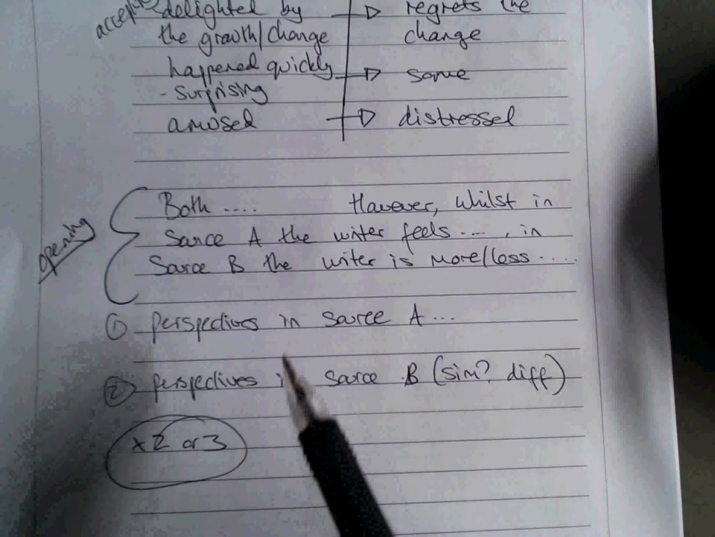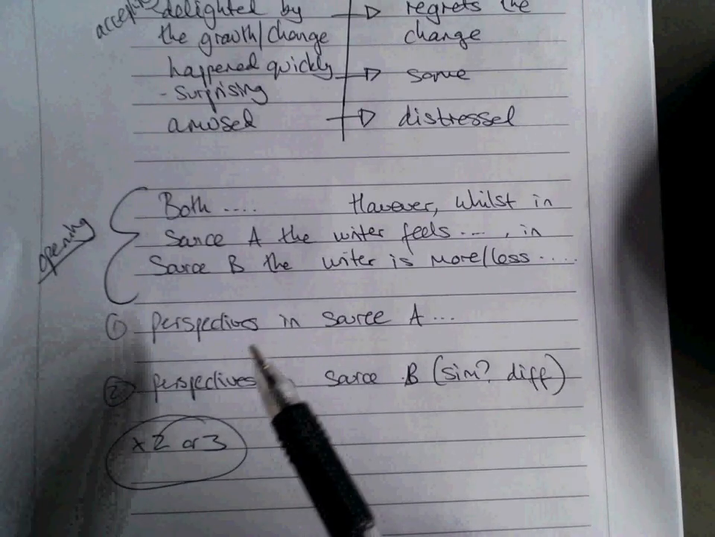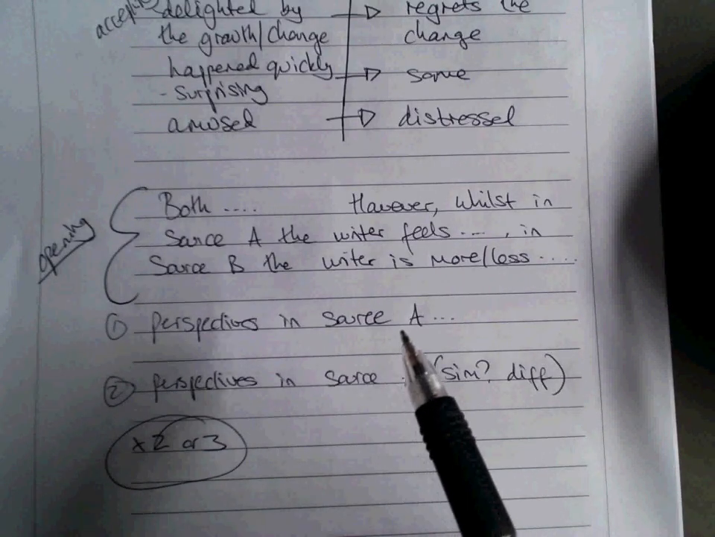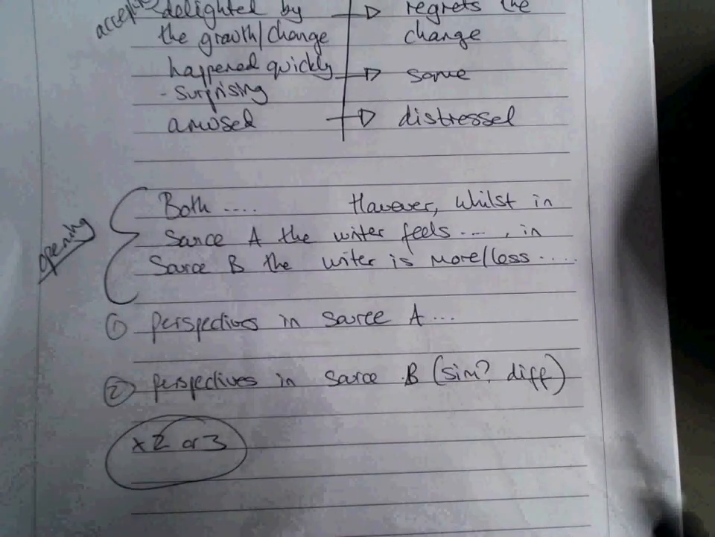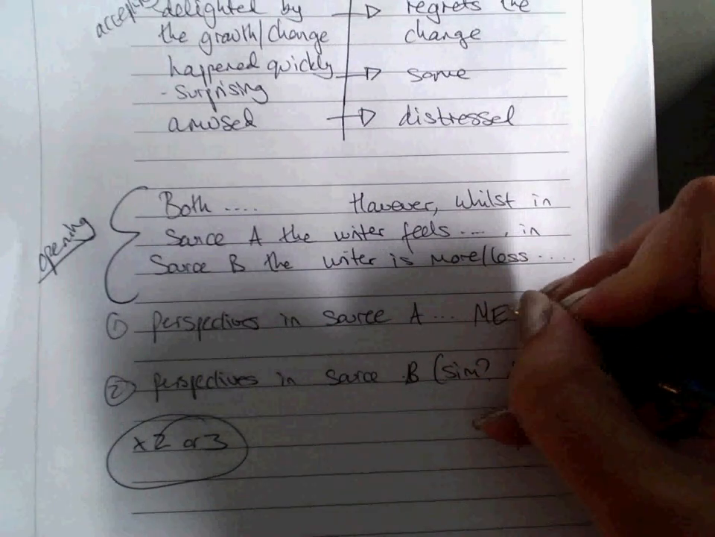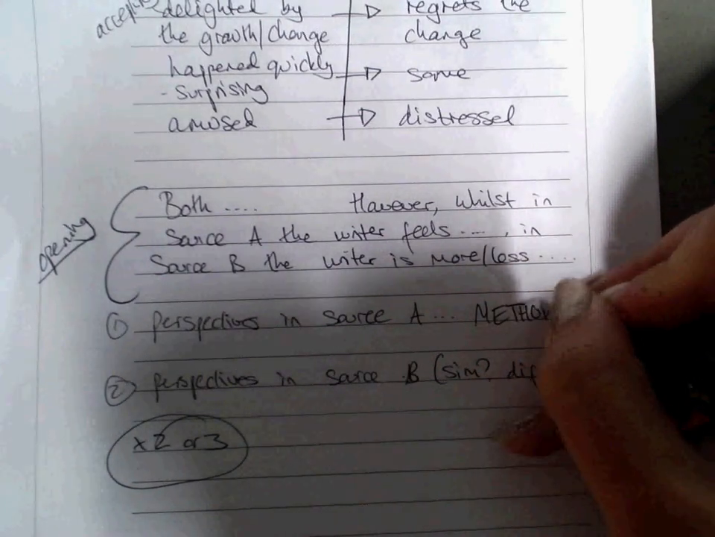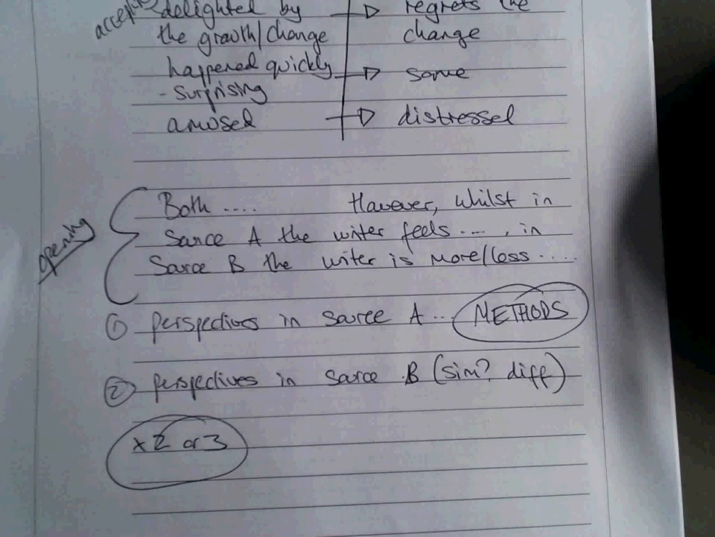And then I would be aiming to identify what those perspectives are in source A, and making sure that I am drawing attention to the methods the writer has used, giving examples and explaining them.